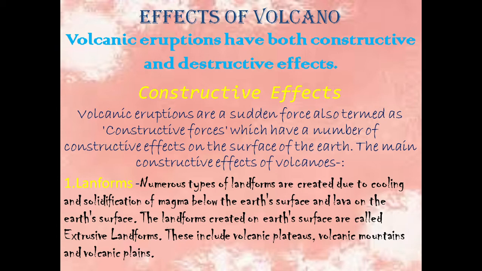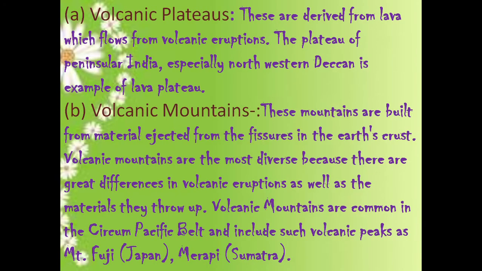Numerous types of landforms are created due to cooling and solidification of magma below the Earth's surface and lava on the Earth's surface. The landforms created on the Earth's surface are extrusive landforms. These include volcanic plateaus, mountains, and plains. Volcanic plateaus are derived from lava which flows from volcanic eruptions. The plateau of Peninsula India, especially northwestern Deccan, is an example of a lava plateau.